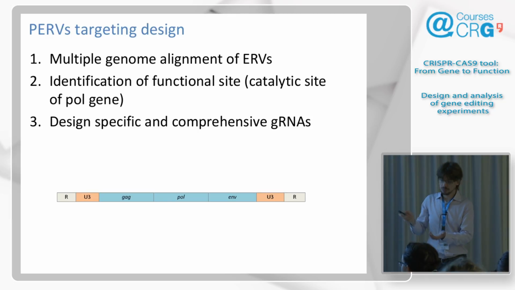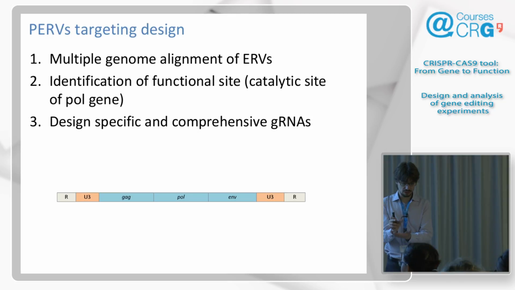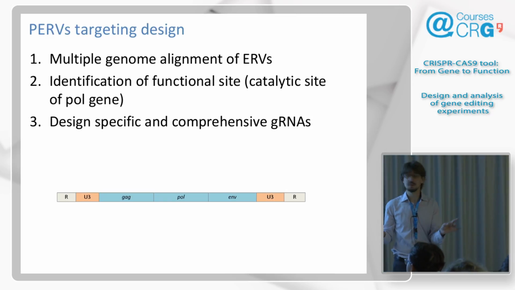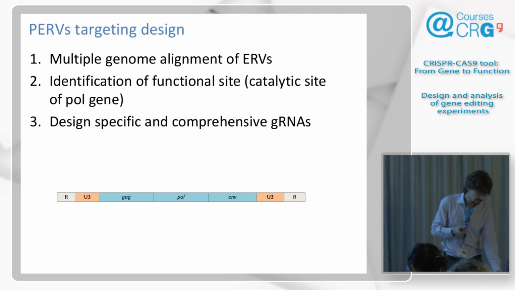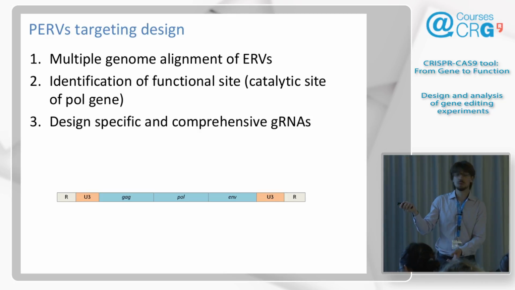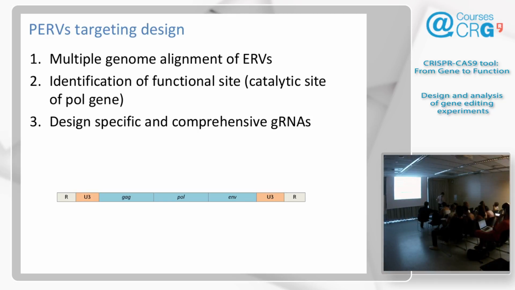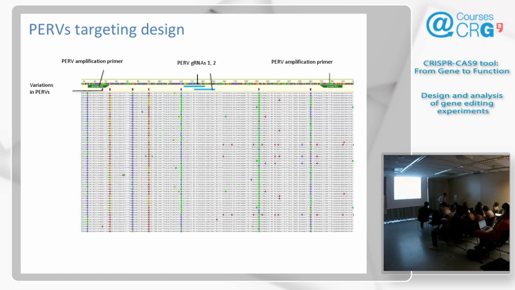And then we designed gRNAs. We wrote a small computational program to design gRNAs that follow these 2 principles: maximum specificity and maximum comprehensiveness. Actually, you could do exactly this with, for example, CRISPR-seq or other programs. And this is how it looks: the 2 gRNAs cut this very conserved area.